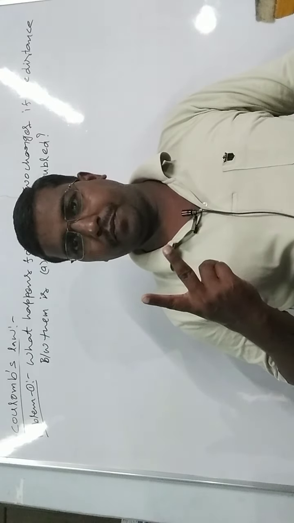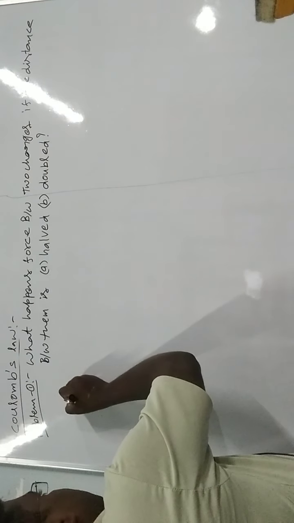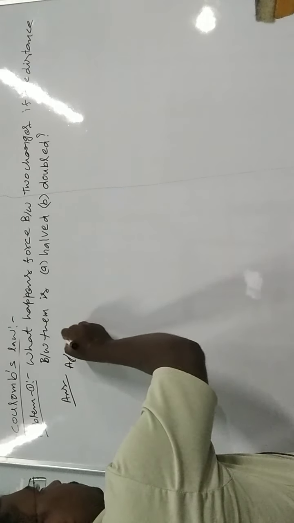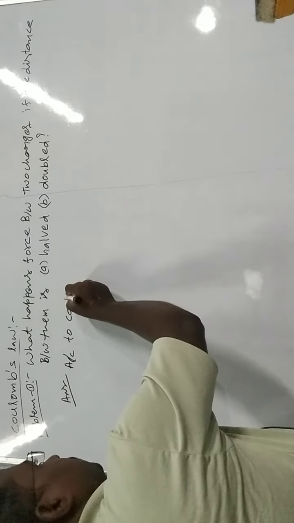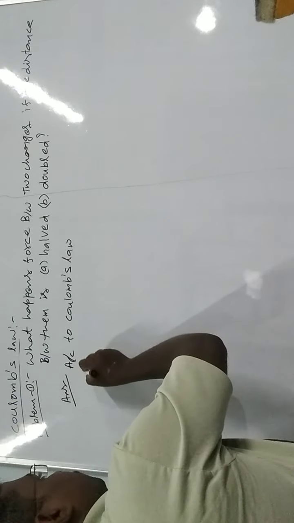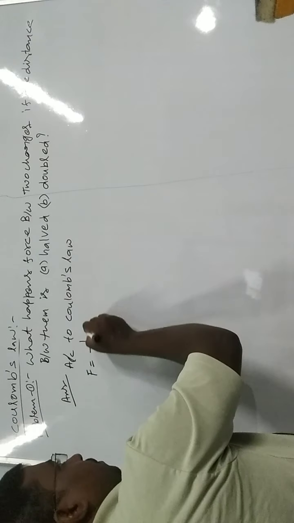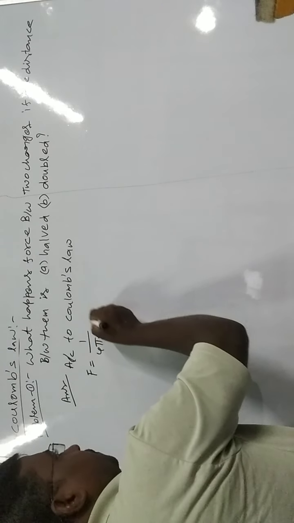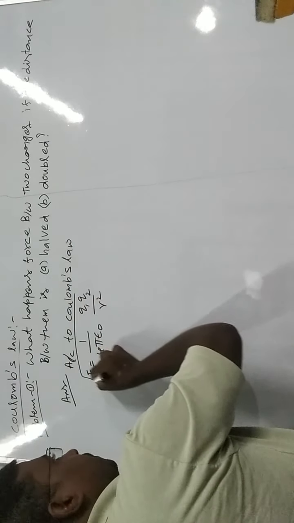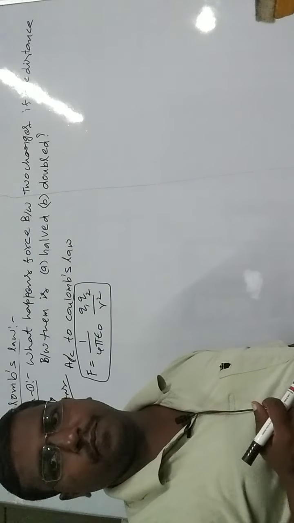Okay, so first we know the Coulomb's law formula. According to Coulomb's law, we write the force between two charges F equal to 1 by 4 pi epsilon naught into Q1 Q2 by R square. This is the force between any two charges.